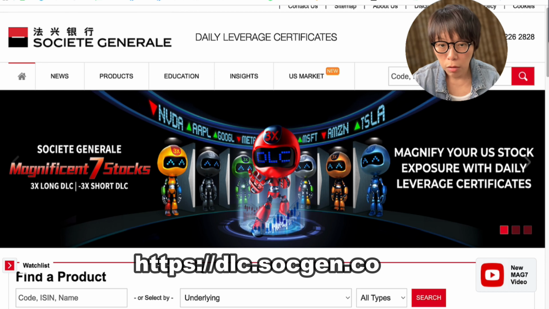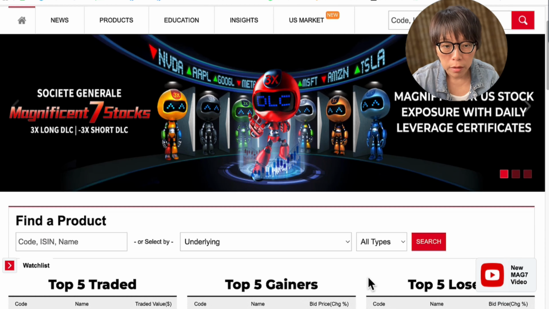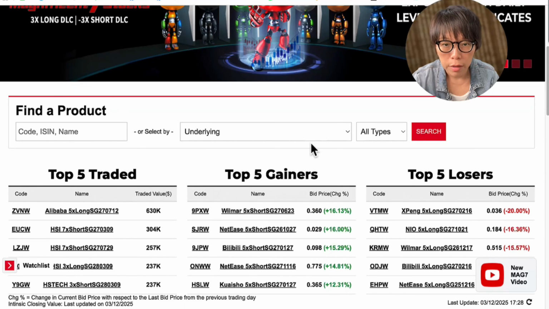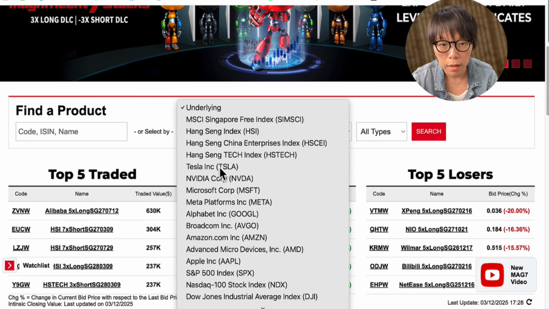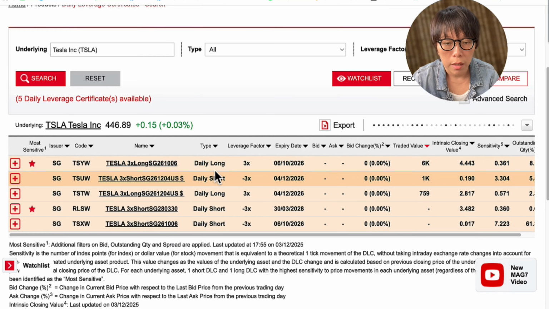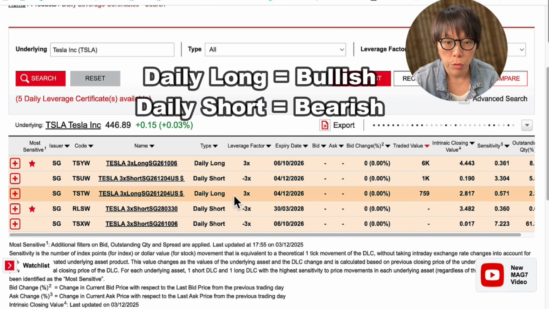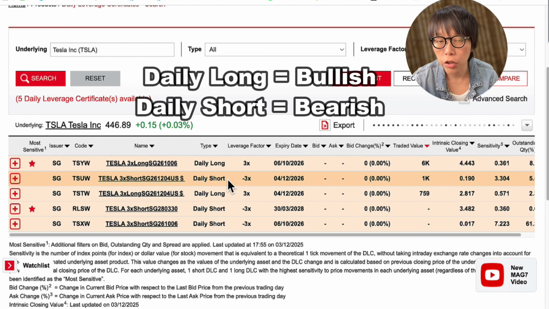This is a website of SocGen. What they offer is daily leverage certificates. Now, do understand the risk of trading with DLCs, and you can understand from the education page here. But if you scroll down, you can see that they offer quite a lot of US stocks, including Tesla here. Click on that and then go under search. Now you will see daily long and daily short. If you are bullish, then you will buy a daily long. If you are bearish, you will buy a daily short.